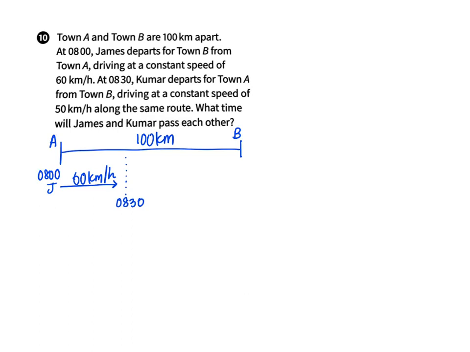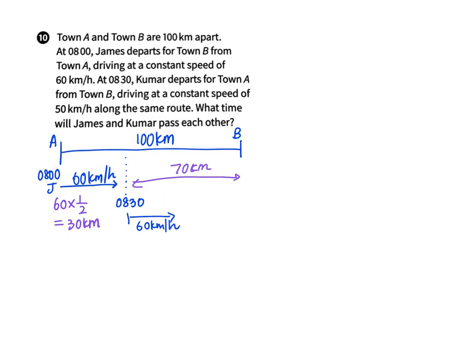So what distance has James traveled? It will be 60 times half an hour. That will give me 30 kilometers. If that's the case, that means he has a remaining journey of 70 kilometers. And then he continues to move on at a rate of 60 kilometers per hour in this direction.